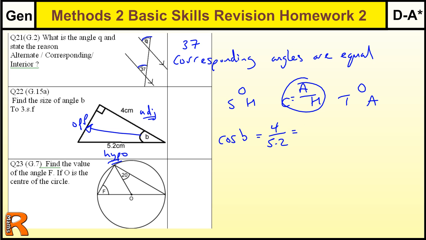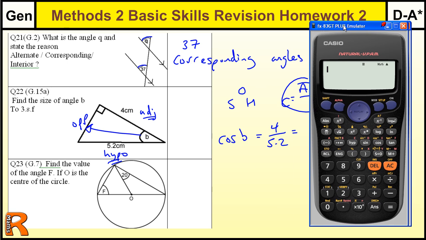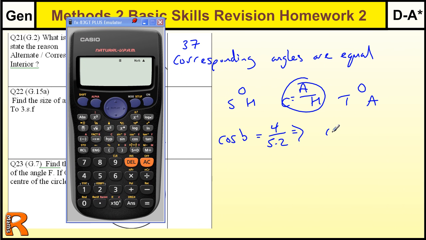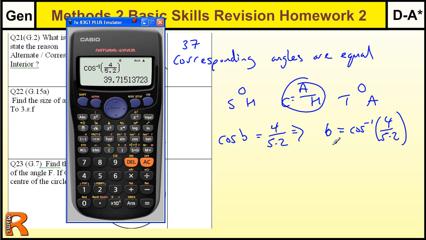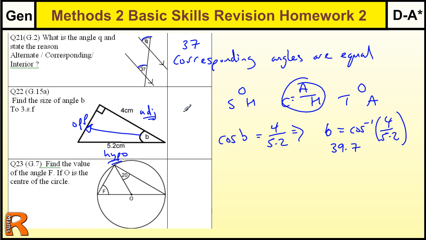Bring in our calculator for this, and let's just tidy that up a bit. This implies that B is going to be cos to the minus 1 of 4 over 5.2. When you're finding the angle, you're always using these inverse functions, the shift, sine, cos, tan, to get the sine to the minus 1, cos to the minus 1, tan to the minus 1. So we want 4 over 5.2. Close that up, and we get 39.7 degrees, and we want 3 significant figures, so that's ideal, 39.7 degrees.